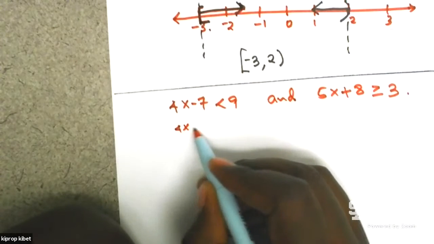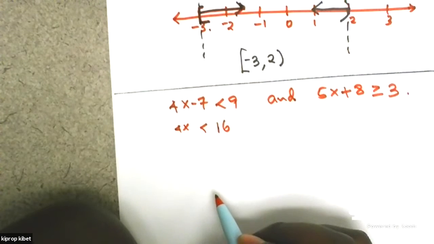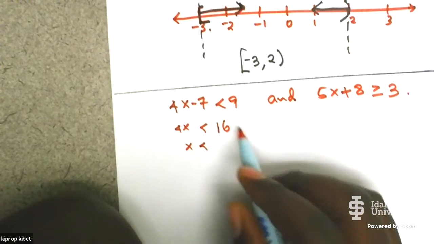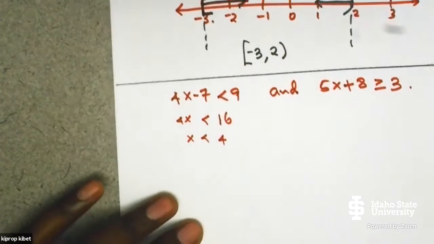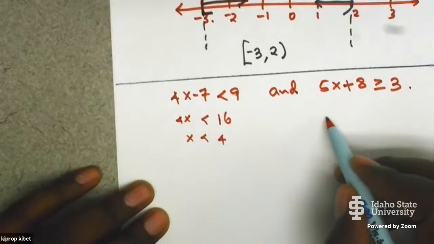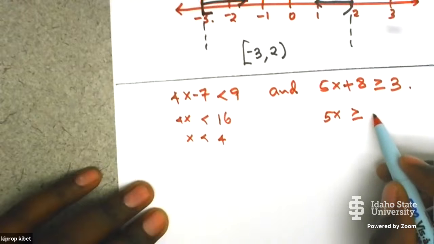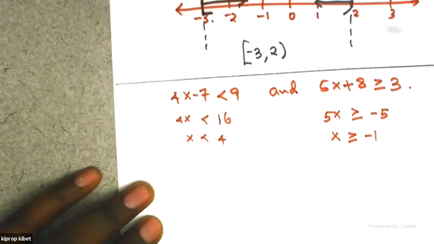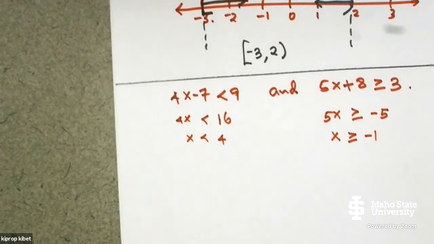So here we take 7 to the other side. So 4x is less than 16, right? So our x is less than 4. Then the next one here, 5x greater or equals to, you take 8 to the other side, minus 5. So our x is greater or equals to minus 1.